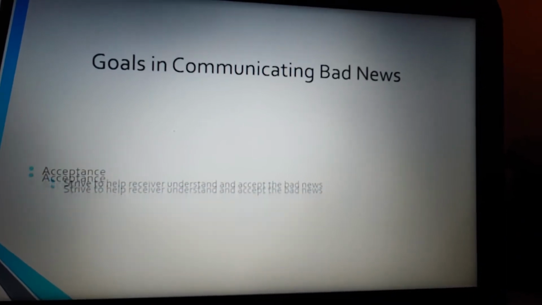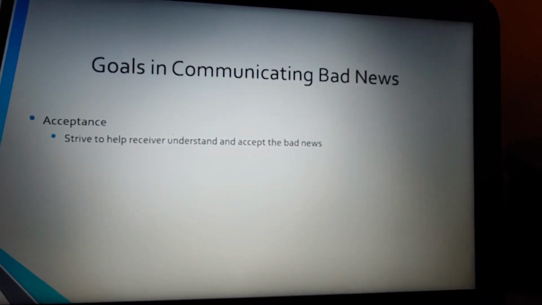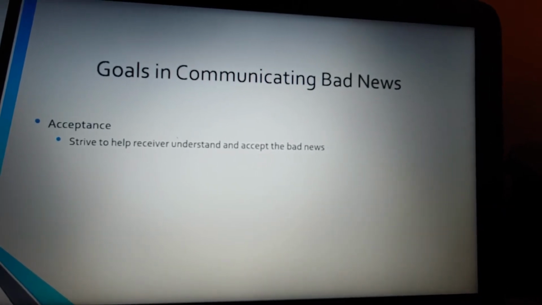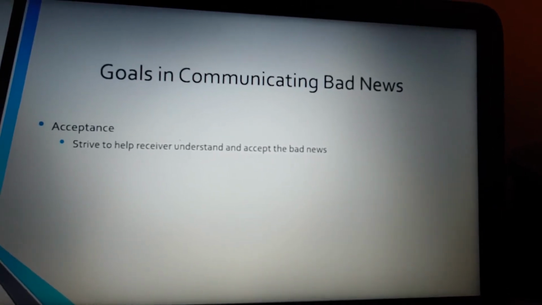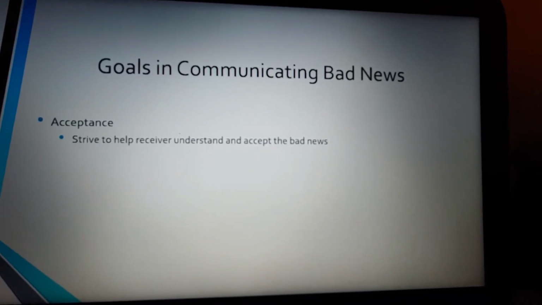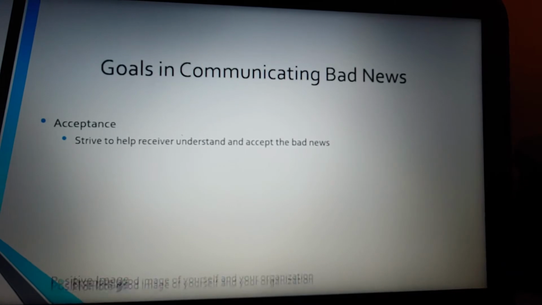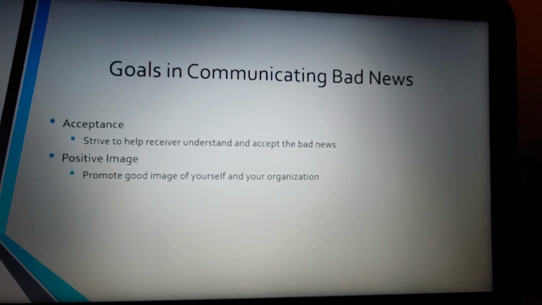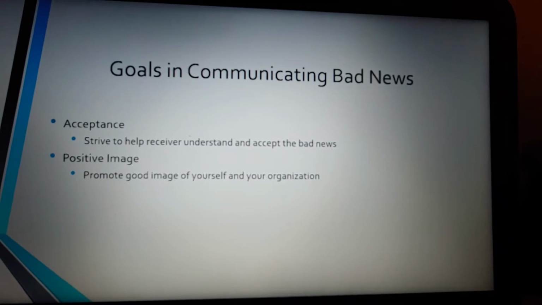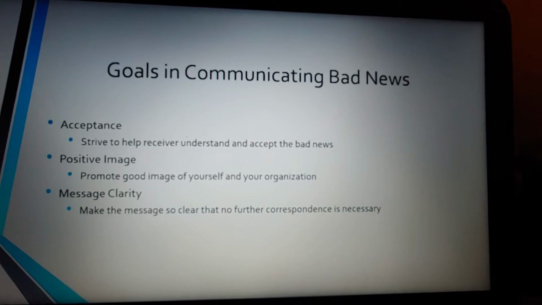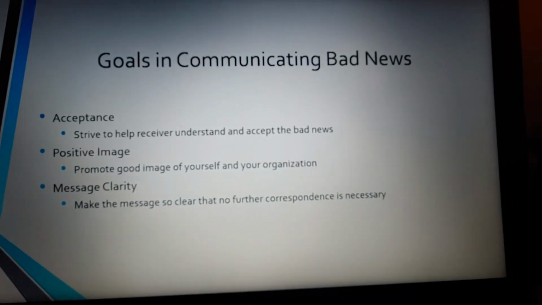There's a real knack to communicating bad news, whether it's to staff members or patients or clients. So the whole goal in communicating bad news is to try and help the receiver understand and accept the bad news. Also, always promote a positive image for your organization, promoting goodwill. Make the message clear so that no other further correspondence is necessary.